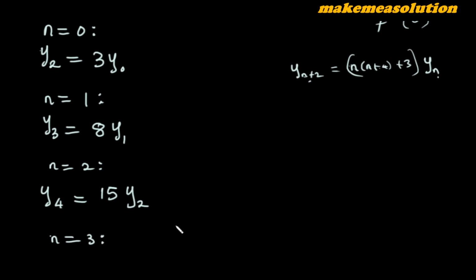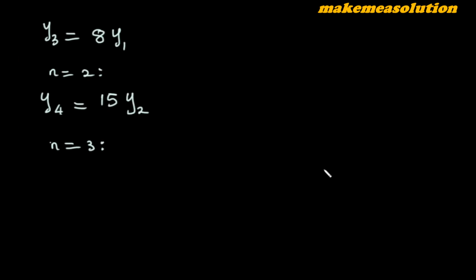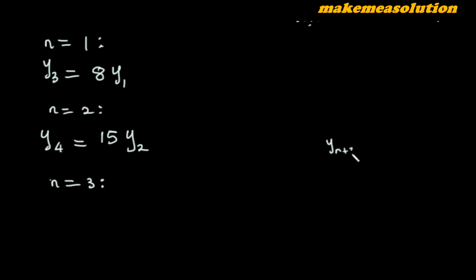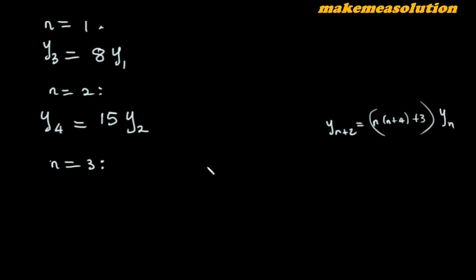So let's move to when n is equal to 3. I'm still going to bring this one down so that I can remember: y_(n+2) equal to n(n+4) plus 3, all on y_n. So when n is equal to 3, when we plug it here, we're going to get y_(3+2), which is y5, equal to 3 times (3 plus 4). 3 plus 4 is 7. 7 times 3 is 21. 21 plus 3 is 24. So you now have 24y3 here.